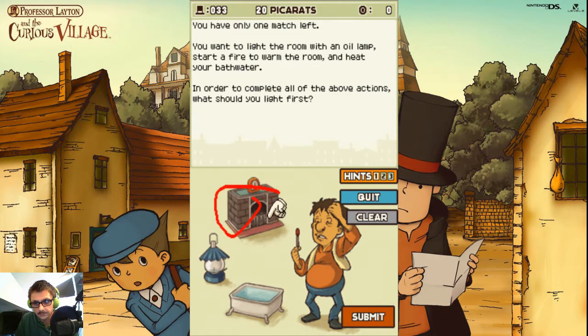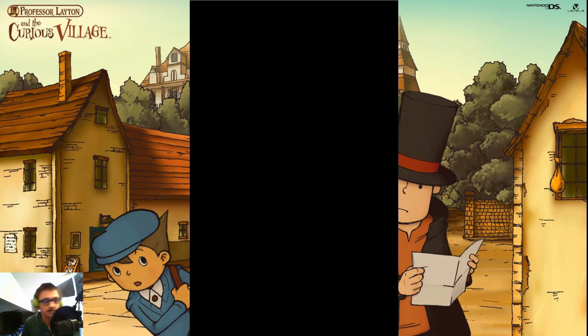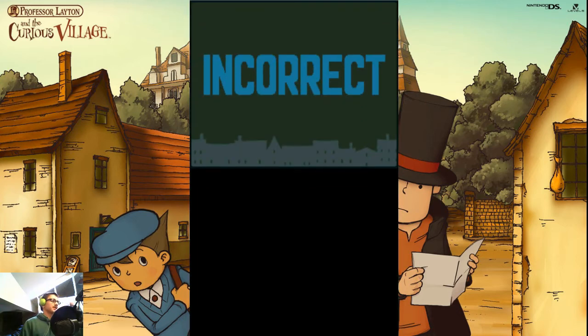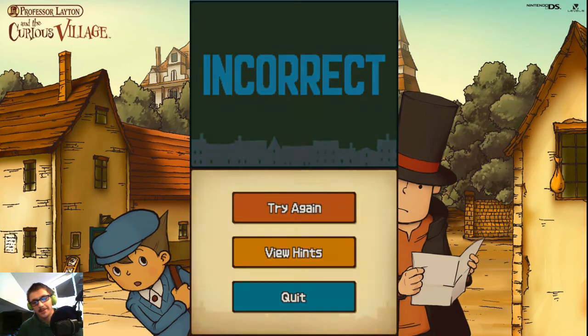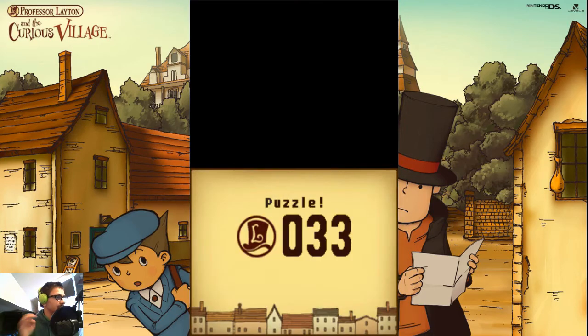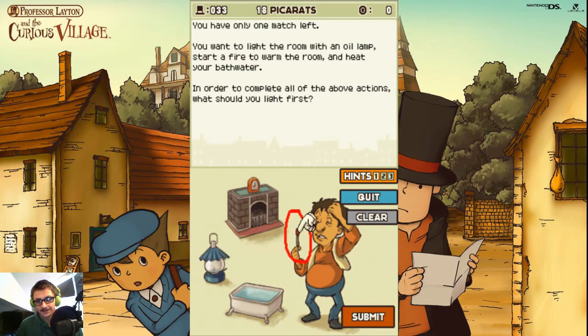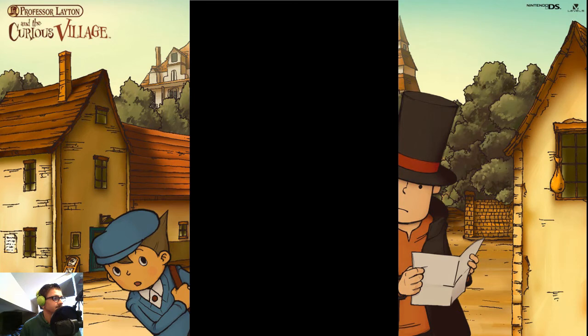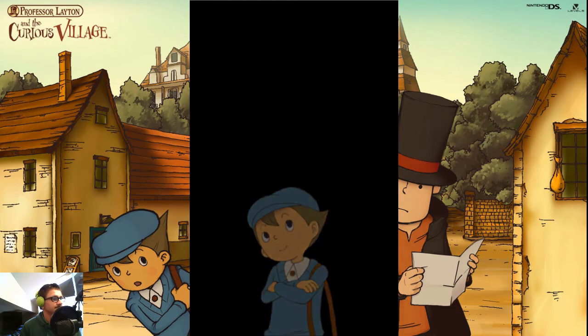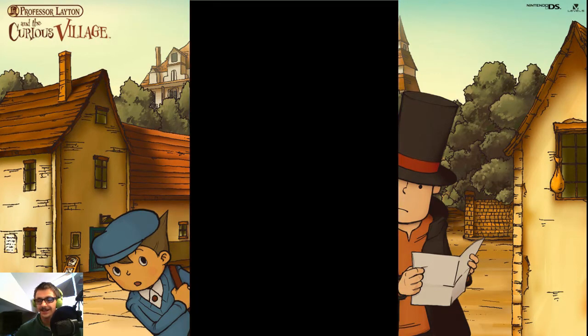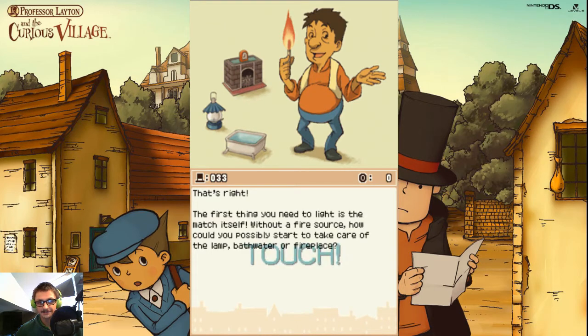I would say that, because then you can use the fire from it. How does this sound? No. You've gotta be kidding. I was sure I had. Wait. The match. I think I've got it. Of course. How could I not see? That's right, the first thing you need to light is the match itself. Without a fire source, how can you possibly start to take care of the lamp, bath water, or fireplace?